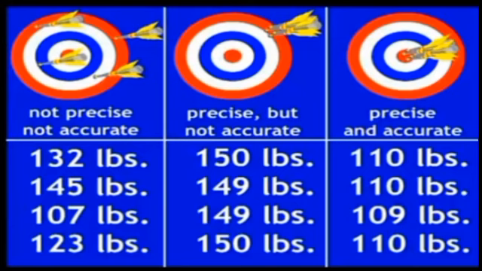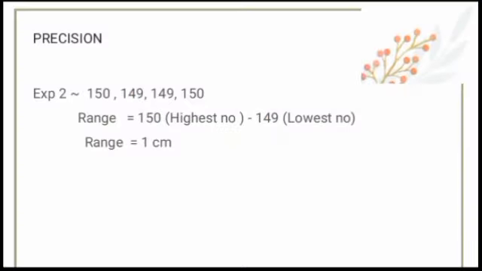Precise because they are close to each other, yes, but not accurate because none of them is close to the exact value of 110, which is what we're looking for. For the third experiment, she got 110, 110, 109, 110. Now, this is precise and accurate. Precise because the values are close to each other, accurate because they are close to or the same as what we are looking for, which is 110.